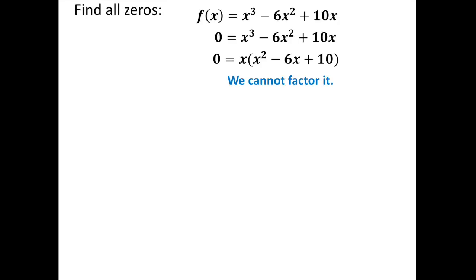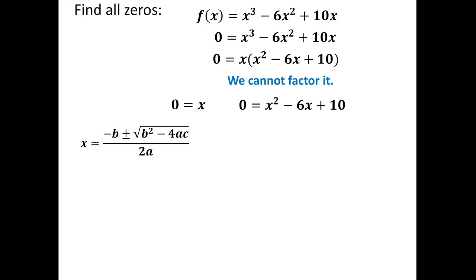If we cannot factor something, remember factoring doesn't work all the time, but what does work all the time is the quadratic formula. So at this point I'm going to break this into two separate equations and set them both equal to 0. I have x equals 0, that's this component here, and then I'm going to take this big quadratic and set that equal to 0.